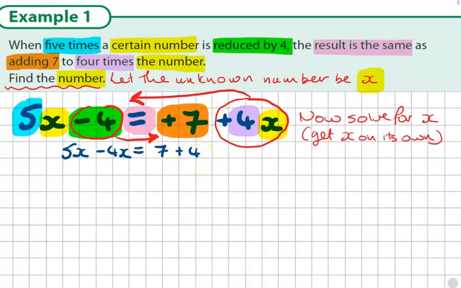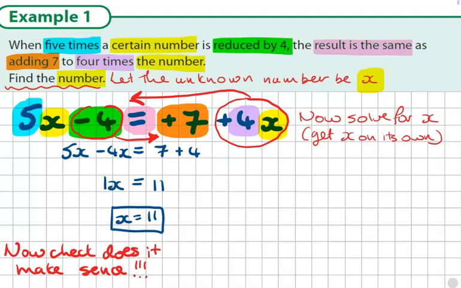Now we simplify both sides. 5x minus 4x is minus 1x, and 7 plus 4 is 11. And 1x is the same thing as x, so x is equal to 11. We were asked to find the number, and we reckon that the number is 11.